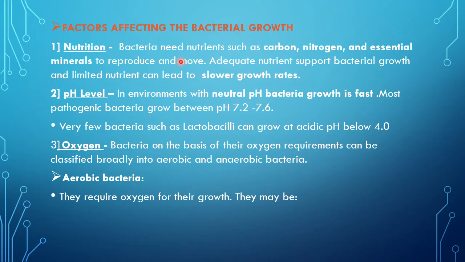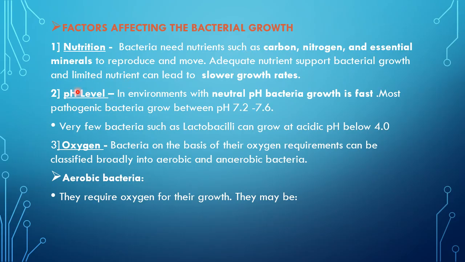Bacteria need nutrients such as carbon, nitrogen and essential minerals to reproduce and move. Adequate nutrients support bacterial growth and limited nutrients can lead to slower growth rates. So mainly bacteria require a carbon source, nitrogen source and essential minerals to reproduce and to move. When there are enough nutrients they show maximal growth rates, and when there is limited supply of nutrients, the growth rates will be slower. That's about nutrition.